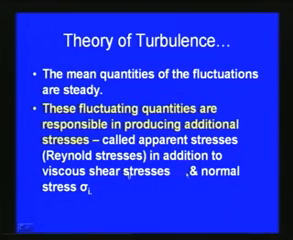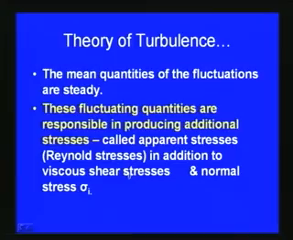responsible for producing additional stresses called apparent stresses. So, these additional stresses due to the fluctuating component are called apparent stresses or Reynolds stresses, in addition to the viscous shear stresses and normal stress sigma. So, in any fluid, there is already a shear stress component and a normal stress component, and in turbulent flow, other than these, additionally due to these fluctuating quantities, we have the apparent stresses or Reynolds stresses.